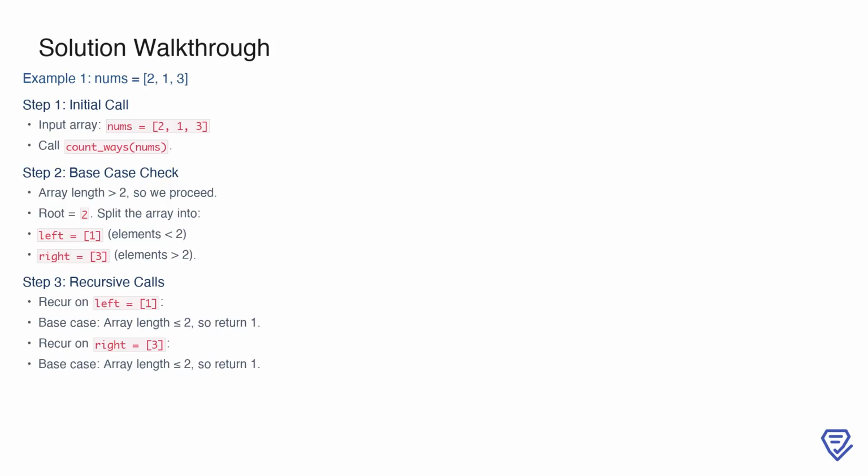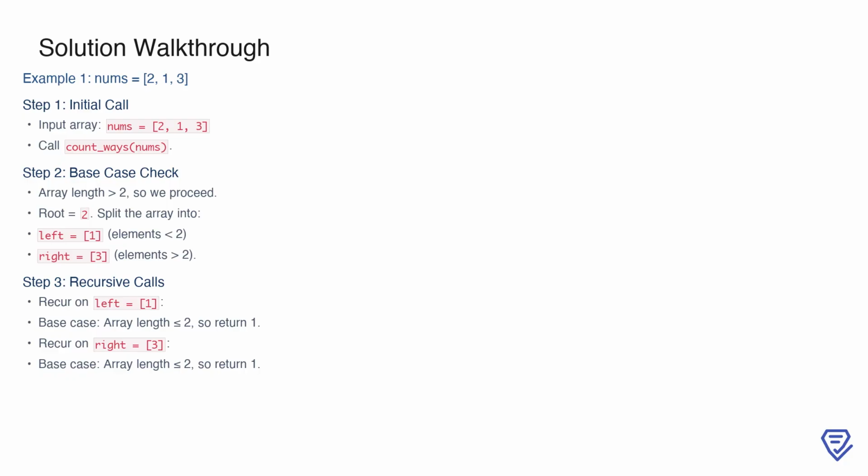We start with the array nums equals [2, 1, 3]. The first step is to call the function count_ways(nums). Since the array length is greater than 2, we proceed to establish the root of the current binary search tree as the first element of the array, which is 2. Next, we split the array into 2 parts, the left subtree, containing elements less than 2, which gives us [1], and the right subtree, containing elements greater than 2, which gives us [3].